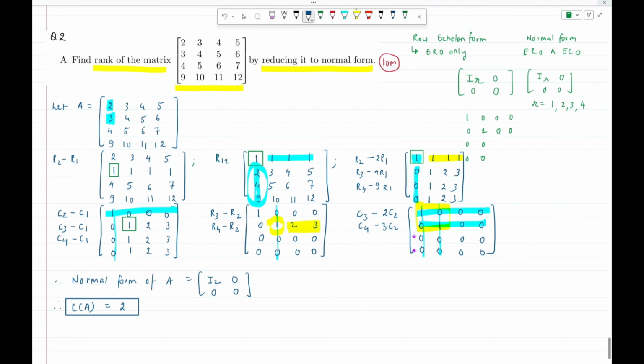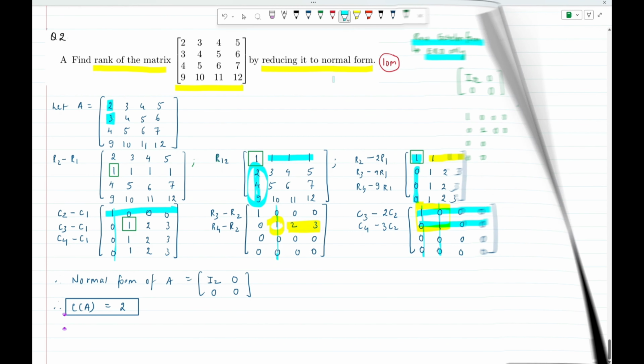So just be a little careful about the things that I told you in the start. If you have a row echelon form, then perform only EROs, whereas if you have a normal form, then you can perform both EROs as well as ECOs. And second thing, always use the pivot element entries only for your EROs and ECOs. Okay, let's move on to the next problem.